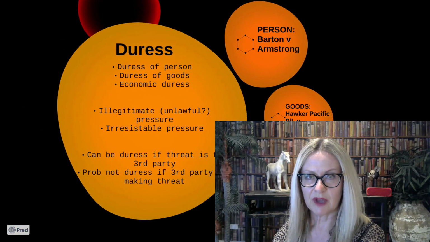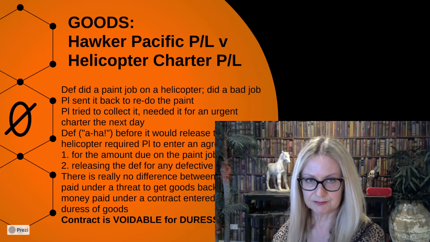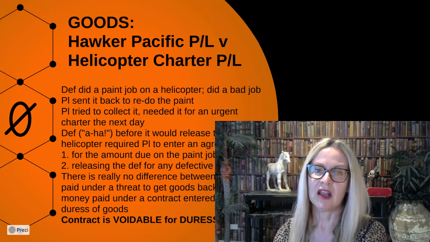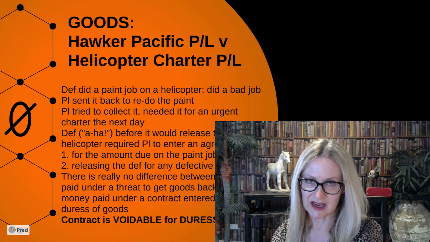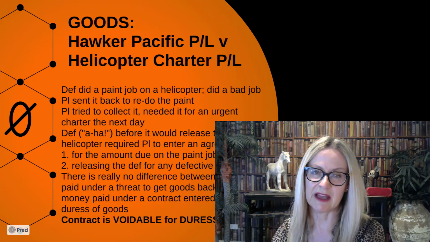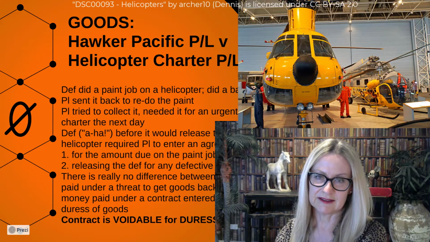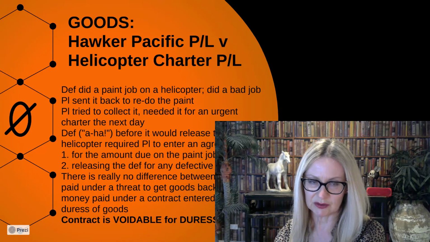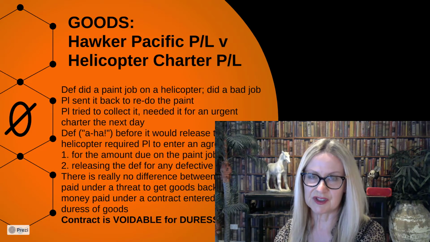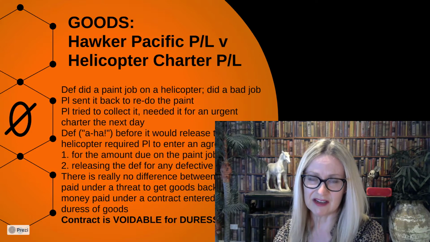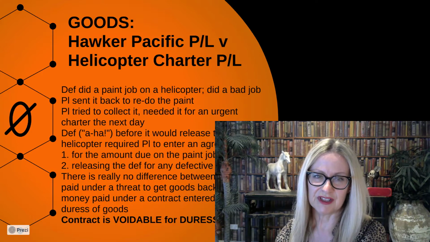Now let's have a look at duress of goods. We have the case of Hawker Pacific and Helicopter Charter. And the defendant in this case was in the business of repairing helicopters. He did a paint job on a helicopter. Unfortunately, their work was less than excellent quality, and the plaintiff decided to send the helicopter back for the defendant to redo the paint job rather inconveniently for the defendant.